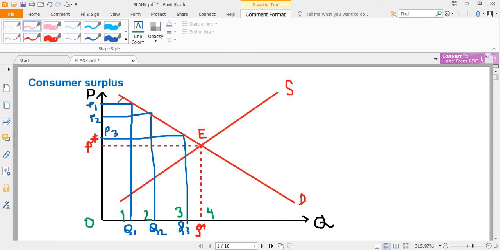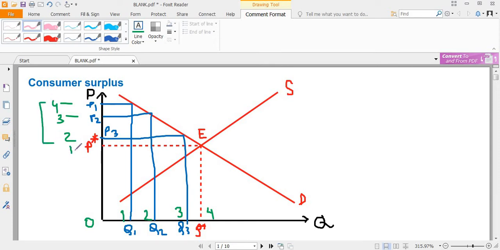So for the first unit, suppose he was interested in paying 4 rupees, or 4 units of money, $4 or whatever. Suppose for the second unit of commodity, he was willing to pay 3 units of money. Suppose for the third unit of commodity, he was willing to pay price 2. And for the fourth unit, suppose he is willing to pay price 1. When he ends up buying 4 units, he does not have to pay all these higher prices.